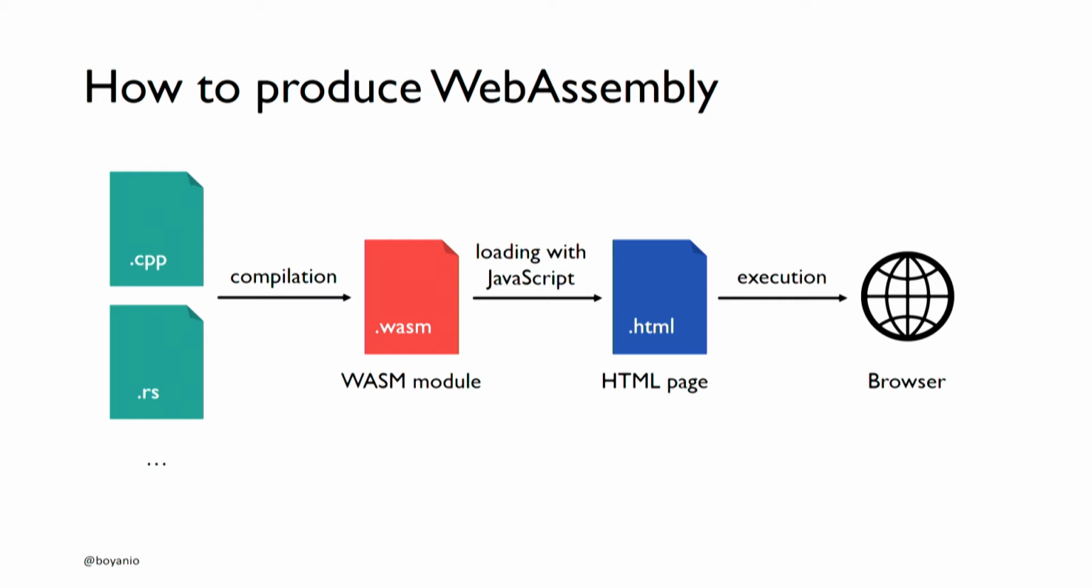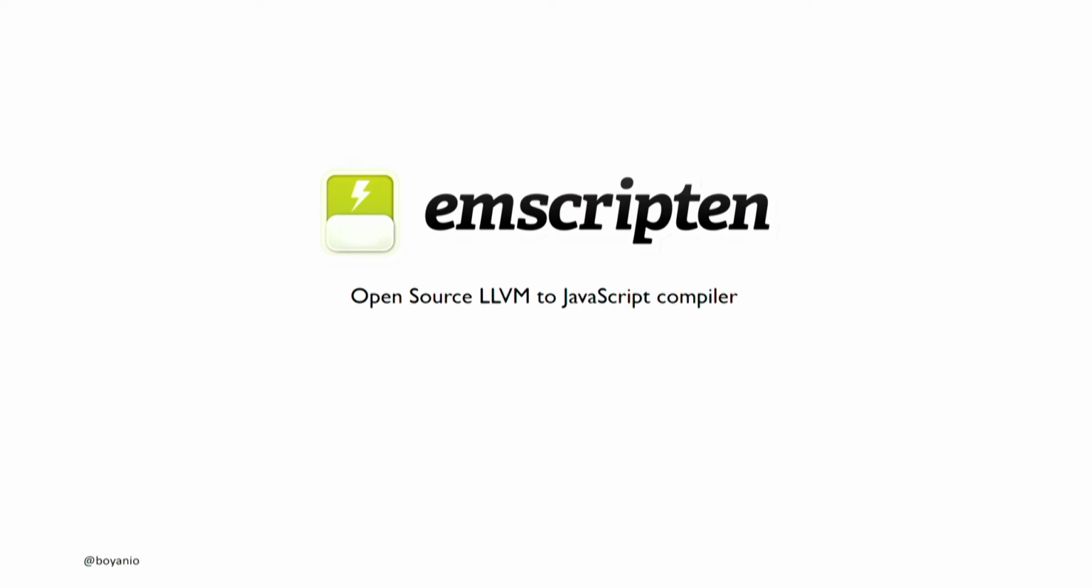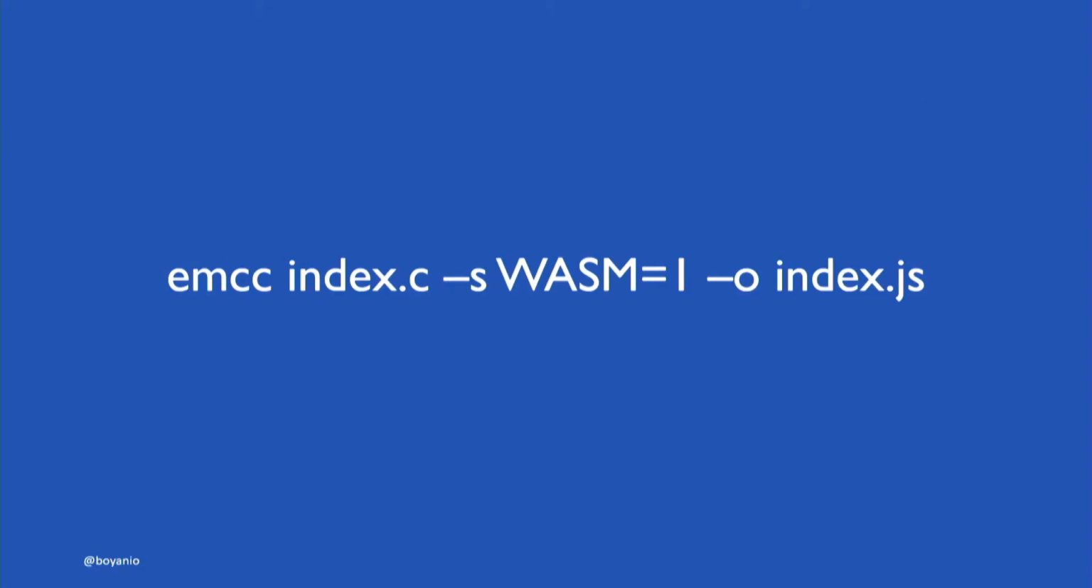There are many ways you could do this, but one of the easiest ways to start, if you're using C and C++, is a toolchain called Emscripten. Basically, it contains a lot of tools that allow you to compile directly from C and C++ into WebAssembly with some generation of JavaScript glue code for you. And if you start using Emscripten, the only thing you need is one command like this. This will be enough to get you started off.